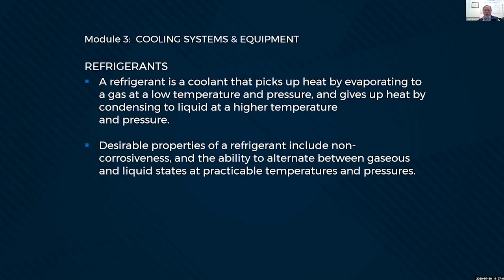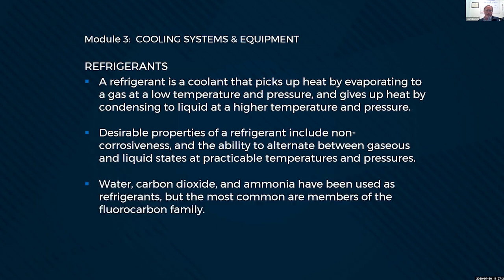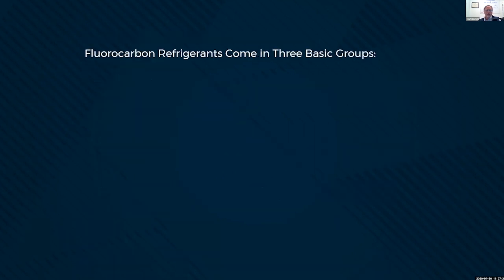So what do we want in a refrigerant? We want it to be non-corrosive. You don't want it eating through the pipes that we're using to convey it. But even more importantly, it needs to be able to change between states at temperatures and pressures that we can work with. Water, carbon dioxide, and ammonia have all been used as refrigerants. The most common refrigerants, though, are the fluorocarbons. Like a dirty word anymore, but that's still what they're called.